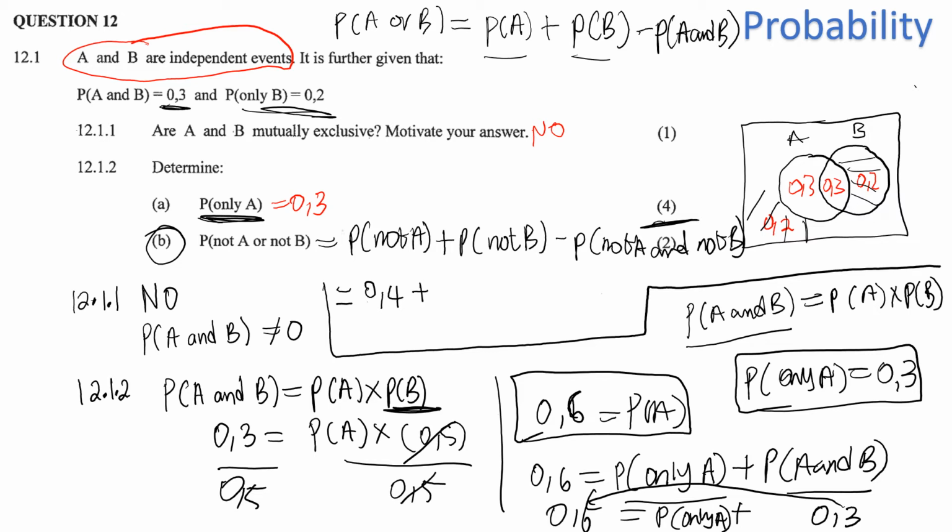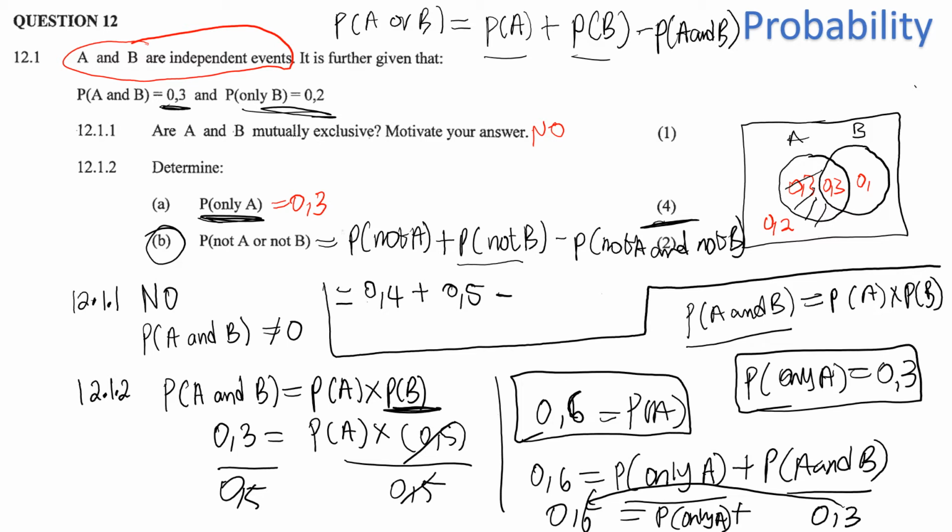Let's go and check probability of not B, although this is quite a long method, but let's just use it for the sake of understanding. So probability of not B will be the probability of everything that is not found in the circle of B. So it's everything in A only and also outside. 0.3 plus 0.2, which will give us 0.5. Minus, we go to probability of not A and not B, right?